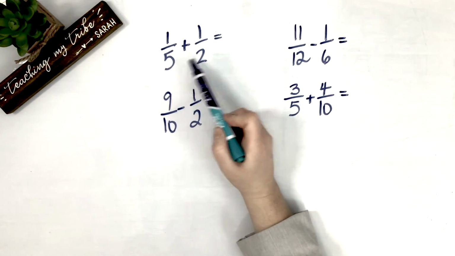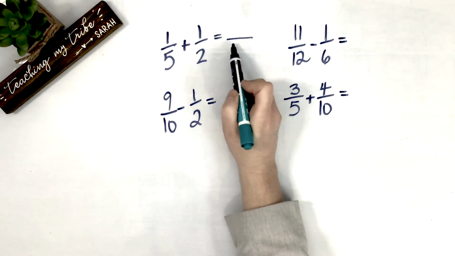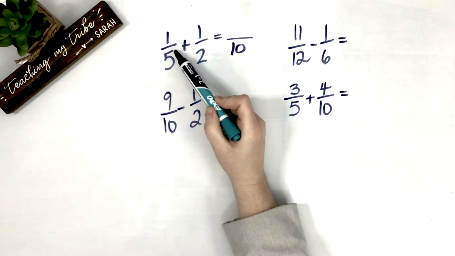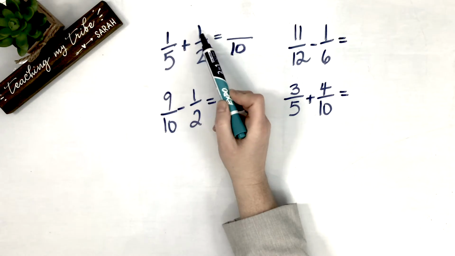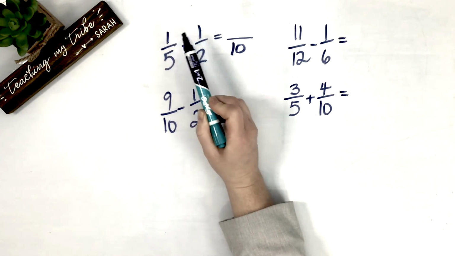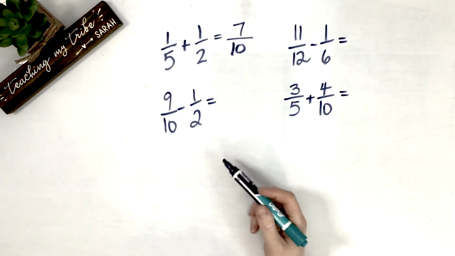Here we have fifths and halves. The least common multiple between 5 and 2 is a 10, so my answer is going to be expressed in tenths. 1/5 is the same as 2/10. 1/2 is the same as 5/10. So 2/10 plus 5/10 gives me 7/10.